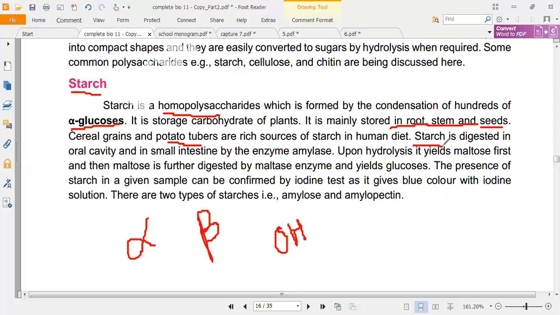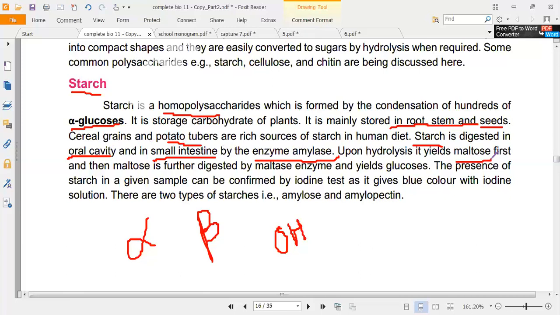If we just see its chemical reaction, starch is digested in the oral cavity, as we know, by amylase, and that is also digested in the small intestine completely by intestinal amylase as well. The enzyme is amylase. In the oral cavity, salivary amylase, and in the small intestine, intestinal amylase digest carbohydrates. On hydrolysis, it yields maltose.